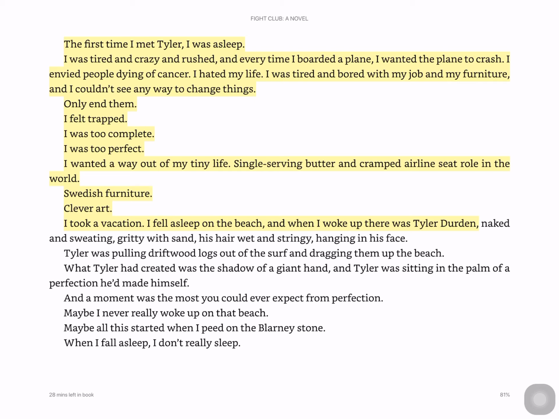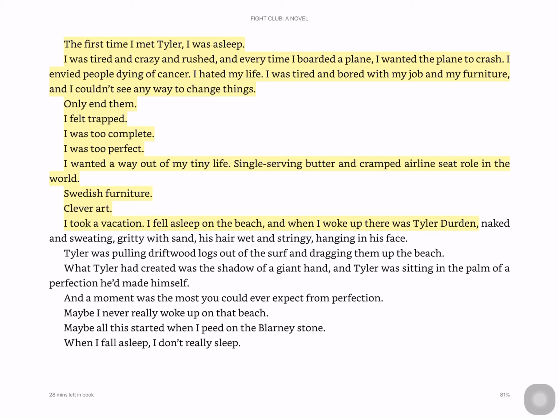So not only does this passage brilliantly describe all those ideas that we've been discussing throughout this lecture, of the narrator feeling so trapped and unable to escape his life that he needed to create Tyler Durden as a way out. Obviously, that is well described.